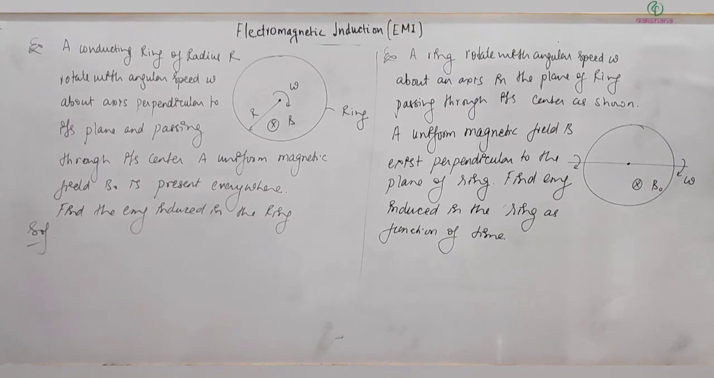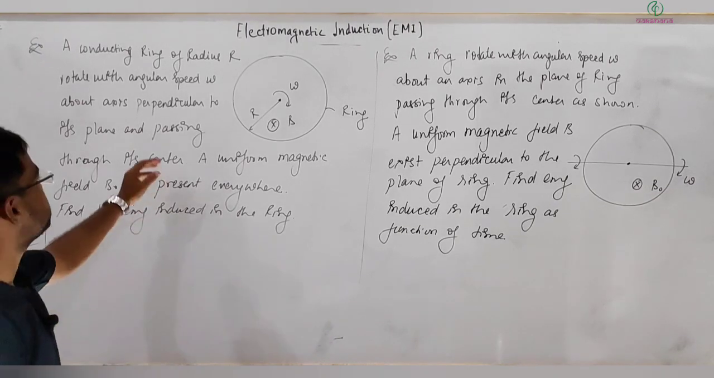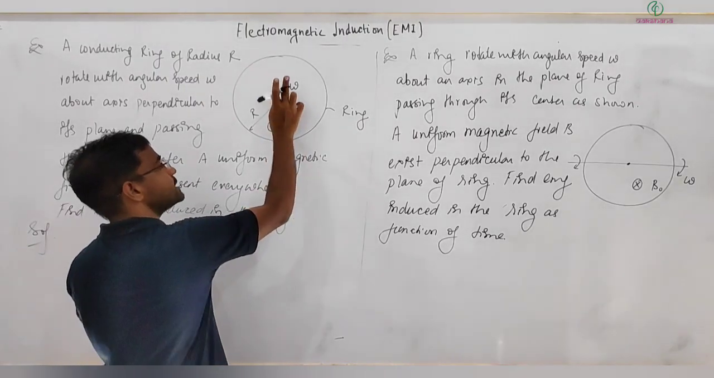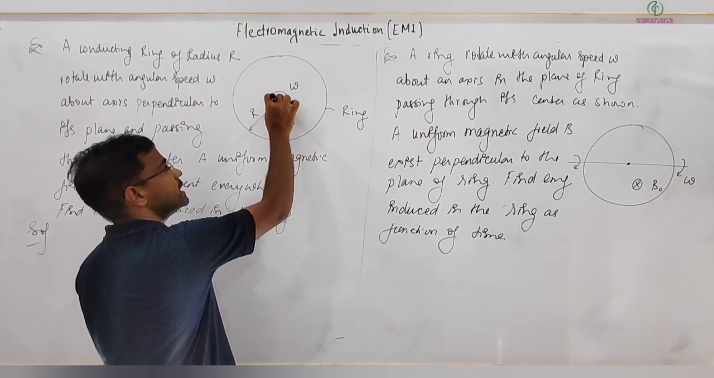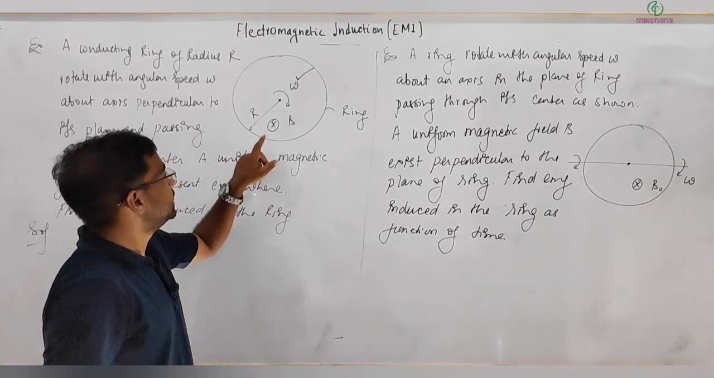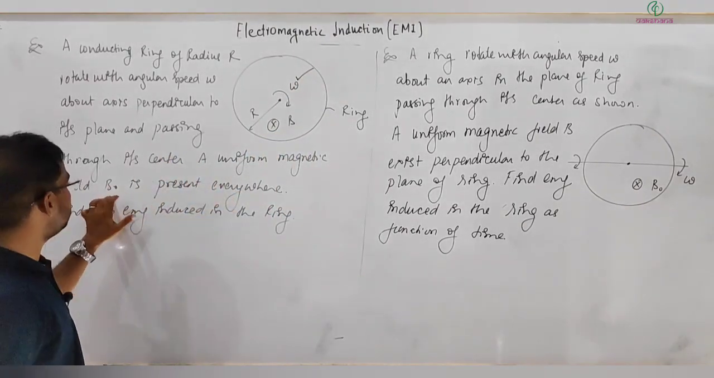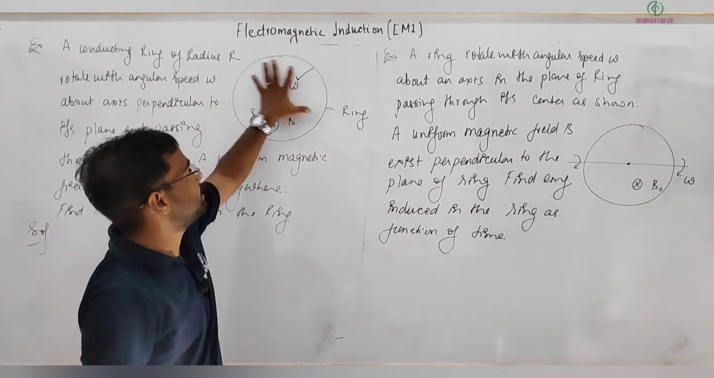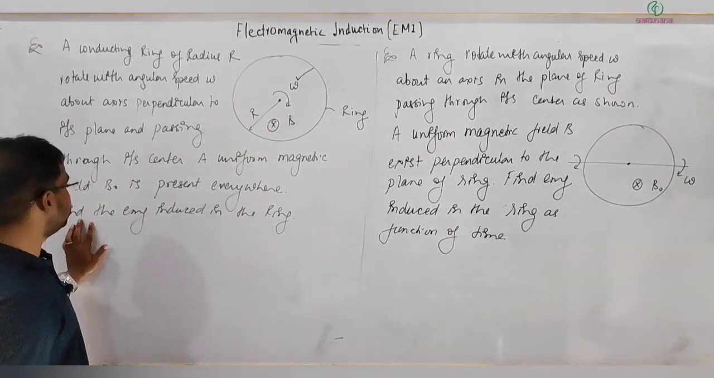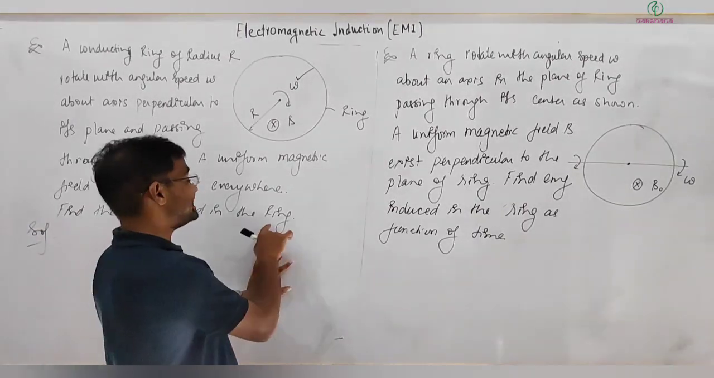Okay, see a few more cases. A conducting ring of radius r rotates with angular speed omega about an axis perpendicular to its plane and passing through its center. So this is the axis perpendicular to its plane passing through its center, and this ring is rotating with angular speed omega about this axis. A uniform magnetic field B naught is also present everywhere. So in this plane B naught is present, and that is directed inward. Now you are asked to find the EMF induced in this ring.